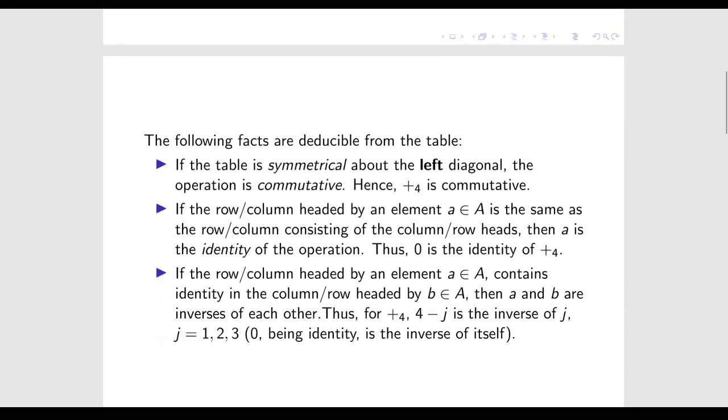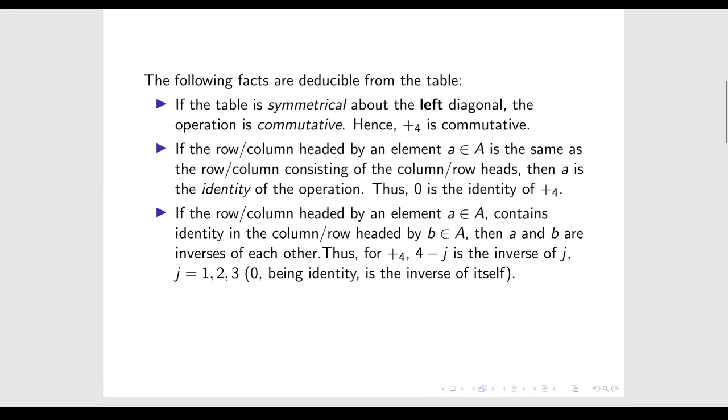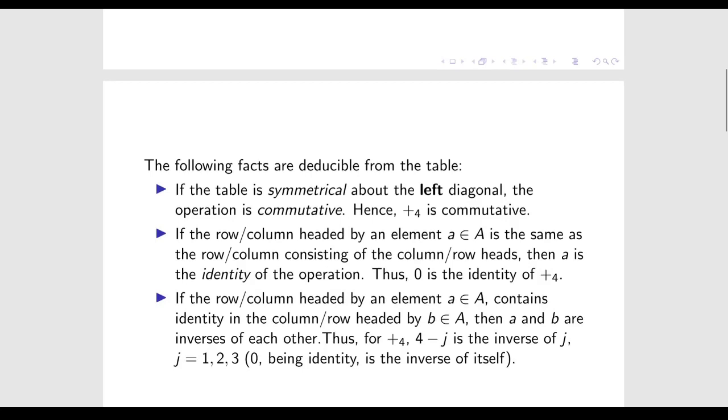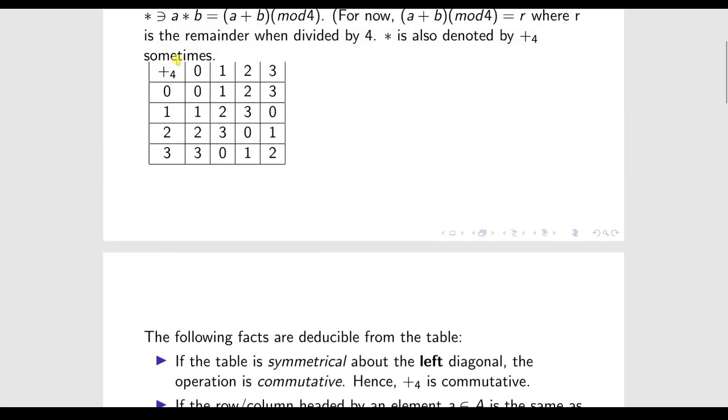So these are the facts which are deducible from the table. If the table is symmetrical about the left diagonal, the operation is commutative. That is, if the table is symmetrical about this diagonal, our operation is commutative. As we can see for the plus 4 operation, the table is indeed symmetrical about the left diagonal, hence plus 4 is commutative.